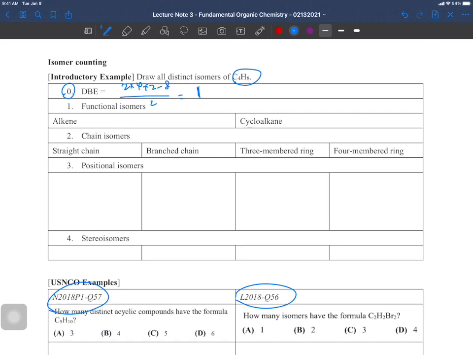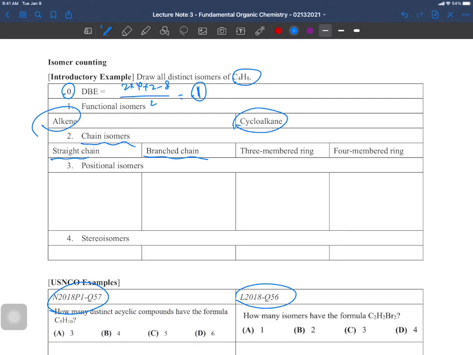So if we know the DBE is 1, then we can analyze: oh, there are two possibilities for the functional groups, either an alkene or a cycloalkane, right? And then in each category, we can further analyze. First, we want to figure out the chain isomers. So it can be a straight chain, it can be a branch chain, right?